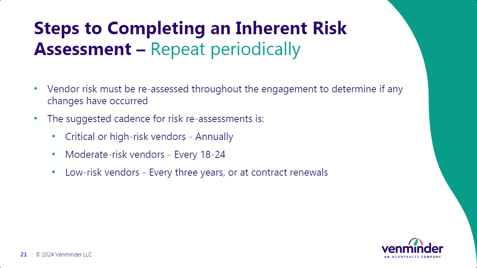And then guess what? You need to repeat this periodically. It's not a one and done process. So the suggested cadence for risk reassessments is that critical or high risk vendors should be done annually. In some cases, you may choose to do that more often than annually. Your moderate risk vendors, say every 18 to 24 months, and your low risk vendors every 3 years, or maybe even at contract renewals. All of that to be determined at your organization.